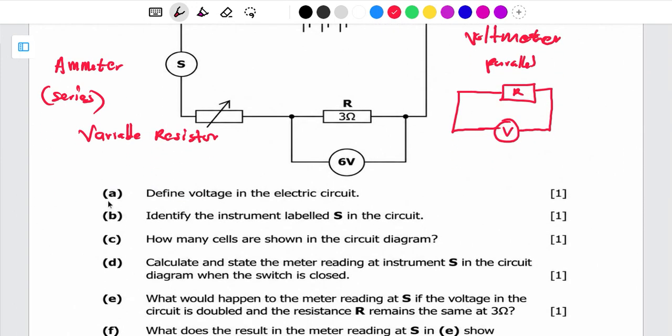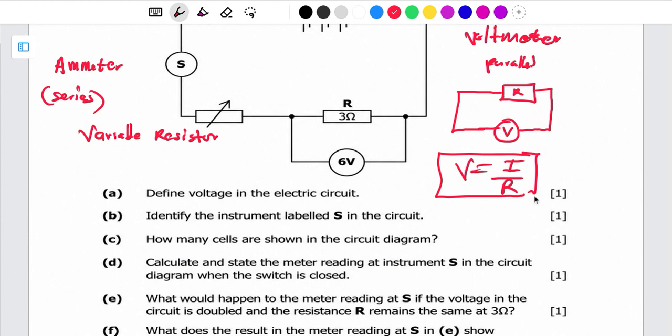Okay, so question A is saying define voltage in the electric circuit. If you want to define voltage, you have to use this formula. Voltage is equal to current multiplied by resistance. At your level, you can write the formula, or you write the definition, whichever way is very simple for you, they are going to mark you.